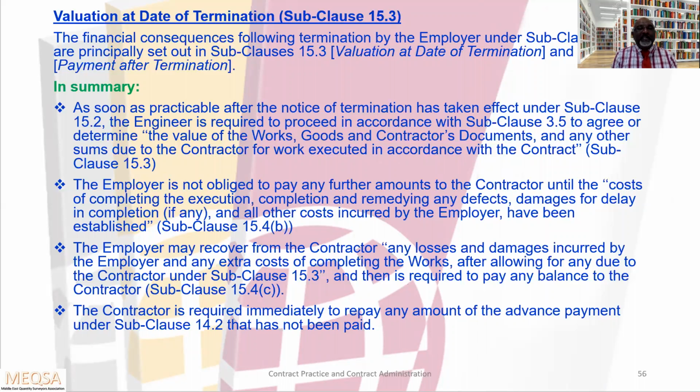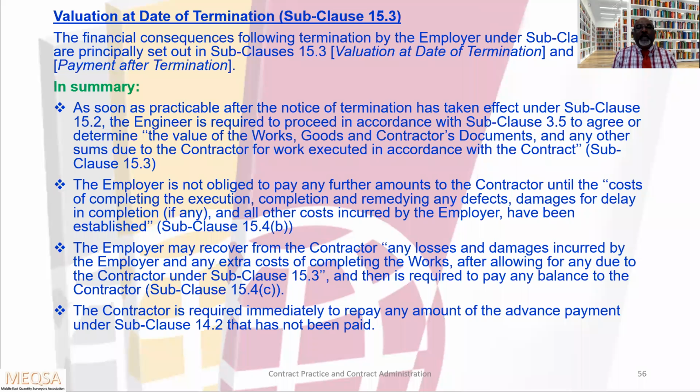In summary, I have summarized this one. As soon as practicable after the notice of termination has taken effect under subclause 15.2, the engineer is required to proceed in accordance with subclause 3.5 to agree or determine the value of works, goods and contractor's documents and any other sums due to the contractor for the work executed in accordance with the contract.